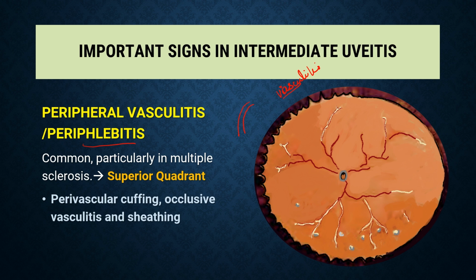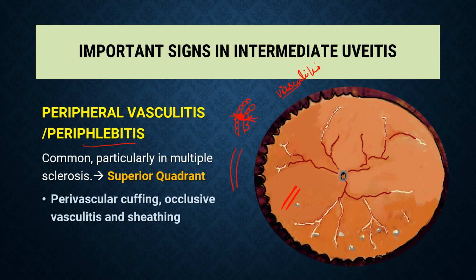Now, these veins are going to get affected as they develop perivascular cuffing, and sometimes the inflammation can actually compress these veins and cause occlusion. So you have a picture similar to what you see in your vein occlusions. So you will have occlusive vasculitis, and in the chronic cases you will just see whitening of the vessel wall. As you can see over here, that whitening of the vessel wall is known as vascular sheathing, right?